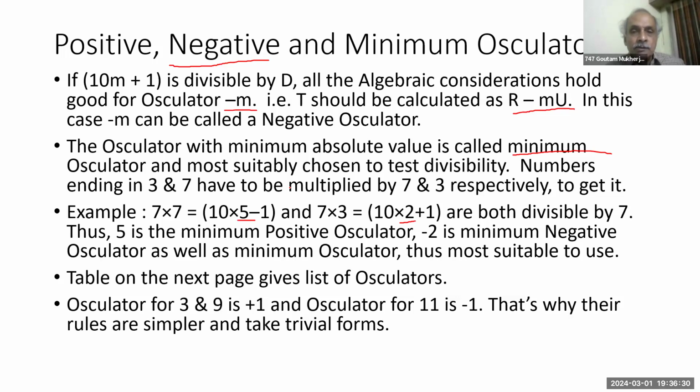Sorry, what did I tell? In case of ending in 7 and ending in 1, it is better to use negative oscillator. And in case of ending in 3 and ending in 9, we had better use positive oscillator.